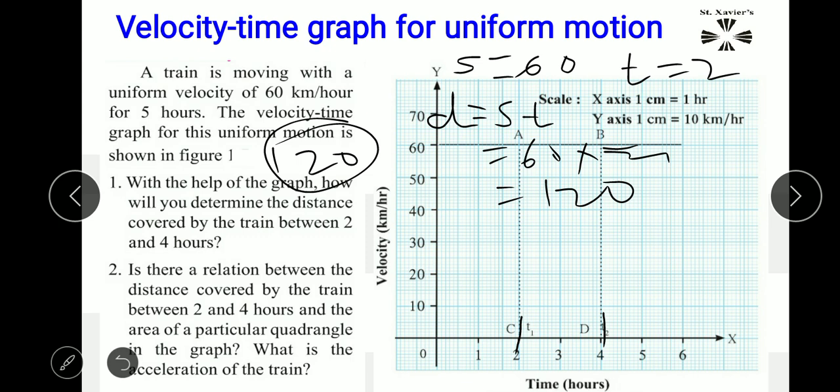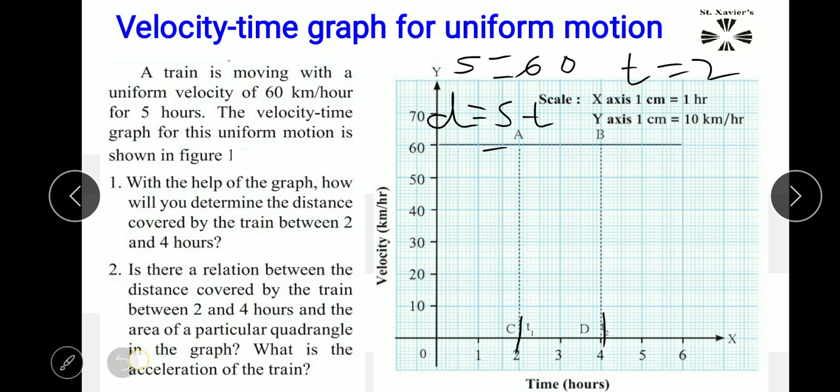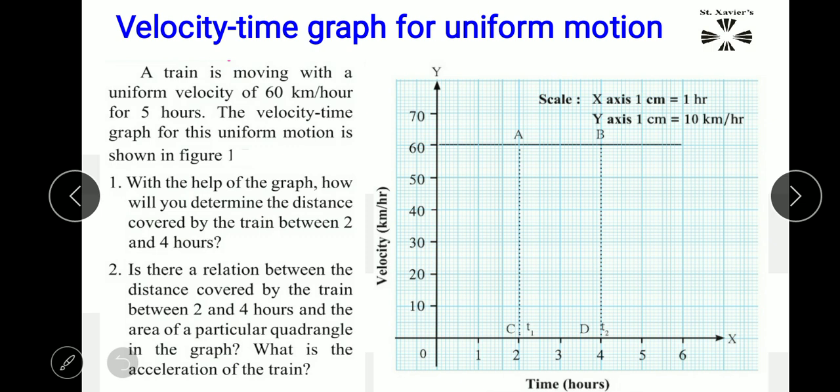In the same way, now I am not using the formula. Here we got the answer for the first question. What is the distance traveled? Distance traveled is 120 kilometers.